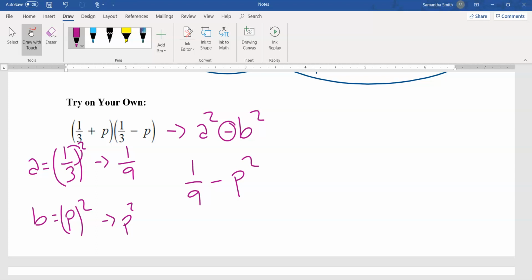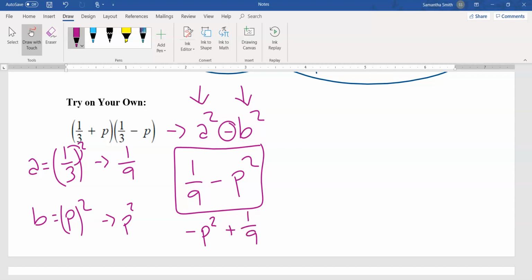All right, it is important to put this in specifically your a first and your b second when putting them together. I want to make sure that that negative goes with my p squared, not my 1/9. And then after I do that, this is technically correct. But I do want you to start getting in the habit of putting your variables first. This is also correct. The biggest thing here is to make sure that the p is the one that gets that negative sign, not the 1/9. Okay? So either of those would be correct.